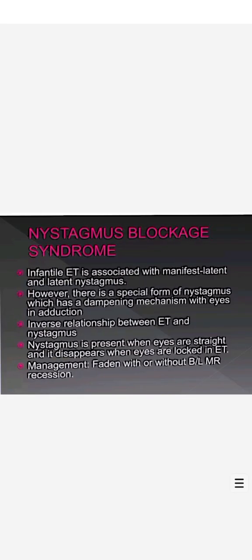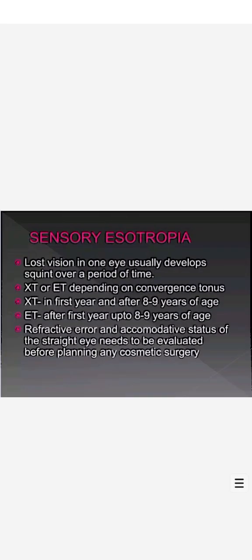Nystagmus blockage syndrome. Infantile ET is associated with manifest latent and latent nystagmus. However, there is a special form of nystagmus which has a dampening mechanism with eyes in adduction, an inverse relationship between ET and nystagmus. Nystagmus is present when the eyes are straight and disappears when the eyes look in ET. Management is faden with or without bilateral medial rectus resection.